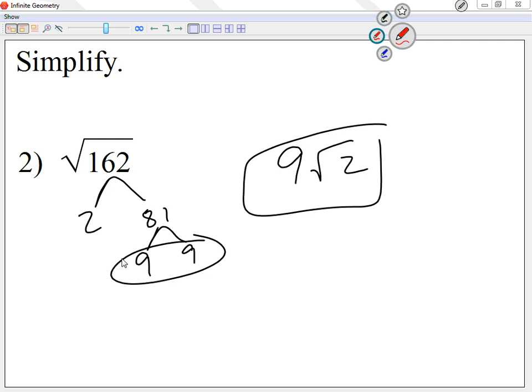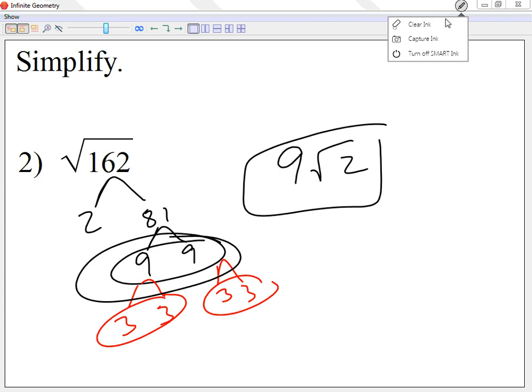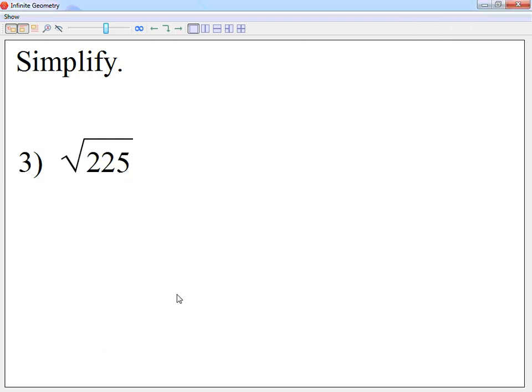If, by any chance, I was to break up my 9 and 9, let's say I was to say 3 times 3, 3 times 3, I would get two groups. Whenever you have more than one group, in my case 2, multiply your groups. Multiplying these groups brings you back to 9. So once again, if you have more than one group, multiply your groups for the number outside. If you have more than one single, multiply your singles for the number inside.